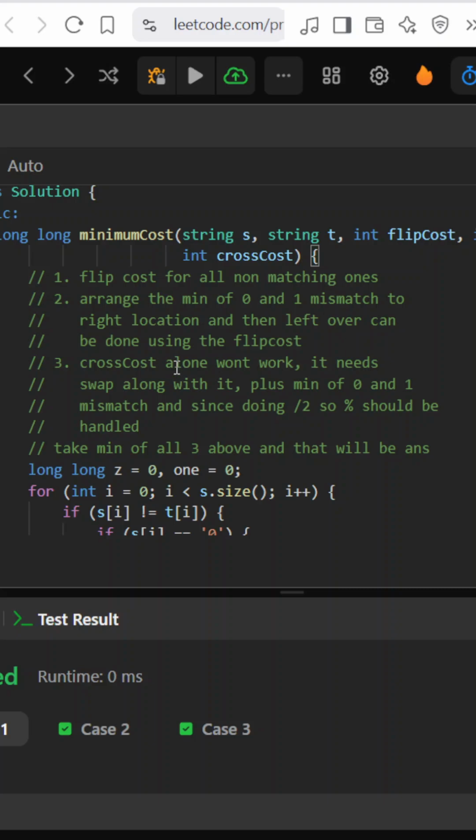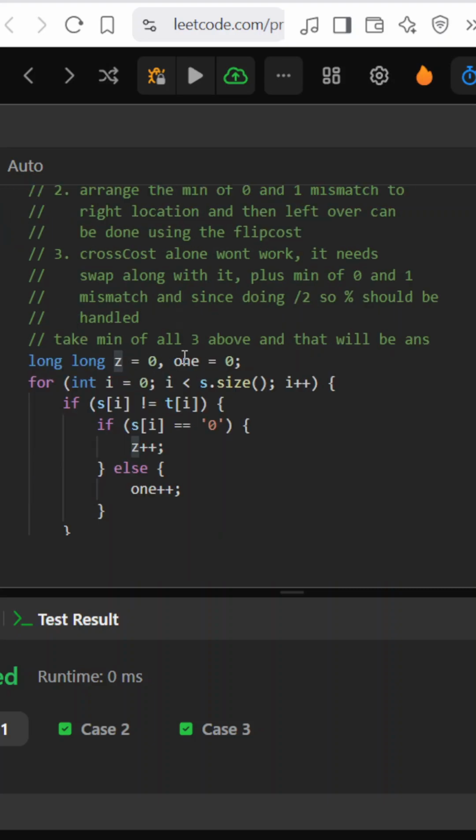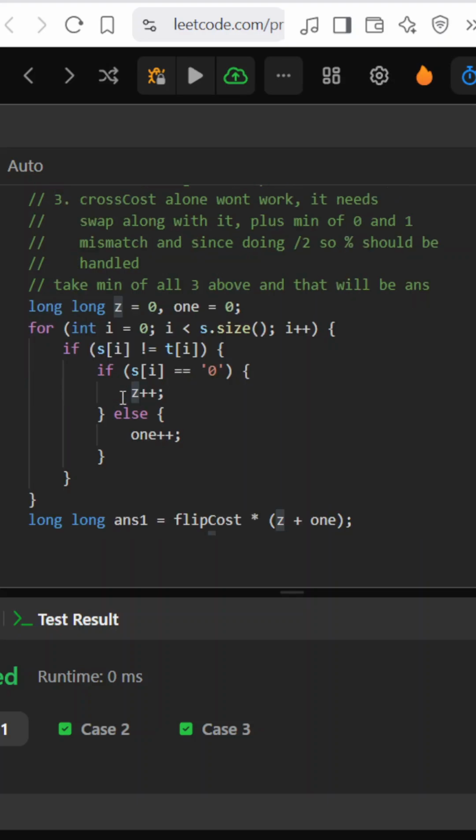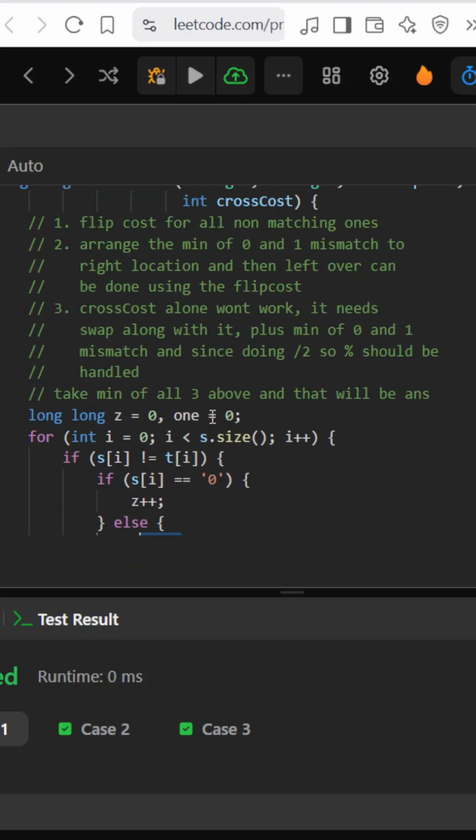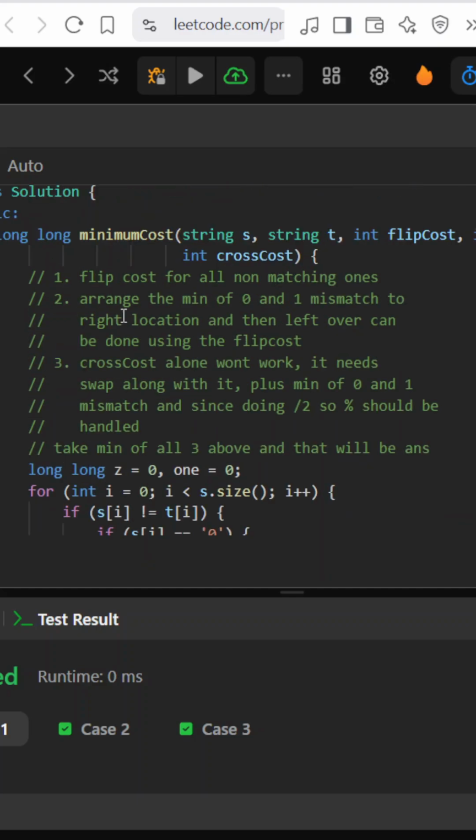What I did is basically initially I took Z and 1. Z is my 0, 1 is 1. I calculated for the mismatches, like for S of I not equal to T of I. And if S of I is equal to 0, incrementing Z, if not, it is 1. So I just calculate how many mismatch pairs are there. Now, there are three ways possible to finally conclude an answer.